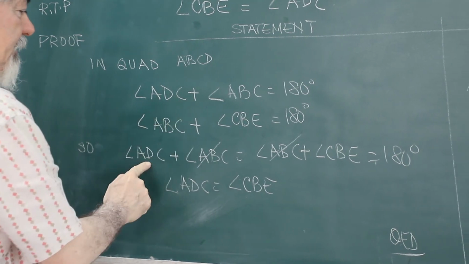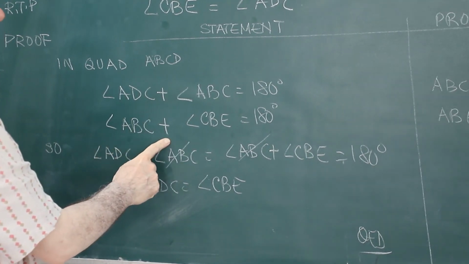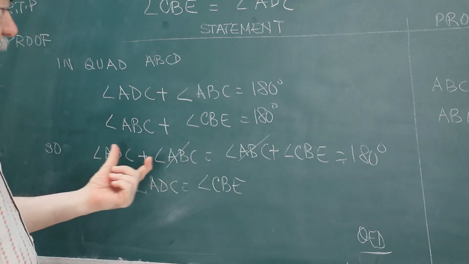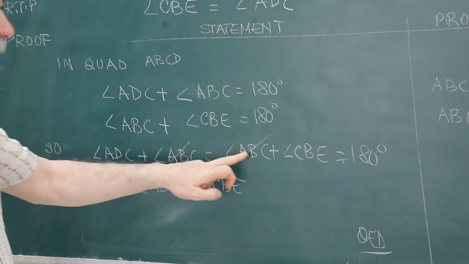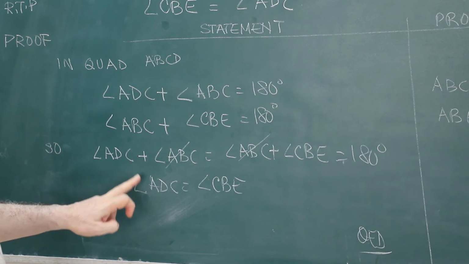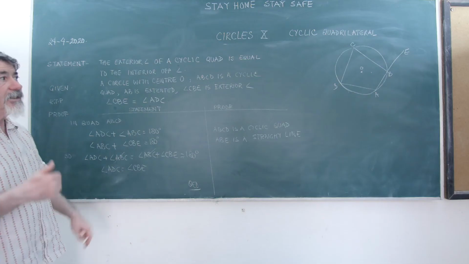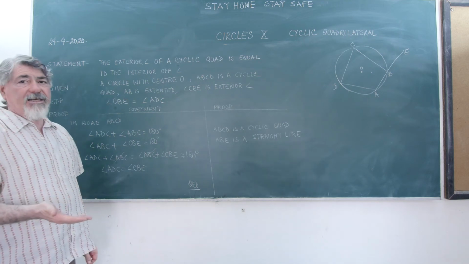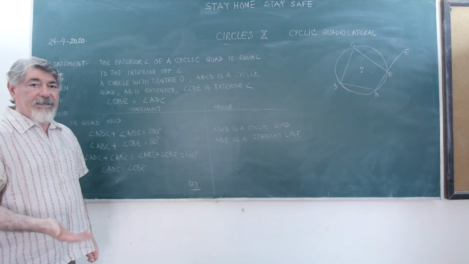So angle ADC plus angle ABC will be equal to angle ABC plus angle CBE, which is equal to 180 degrees. So this and this will cancel. That means the remaining, ADC, will be equal to CBE. The exterior angle of a cyclic quadrilateral is equal to the opposite interior angle.